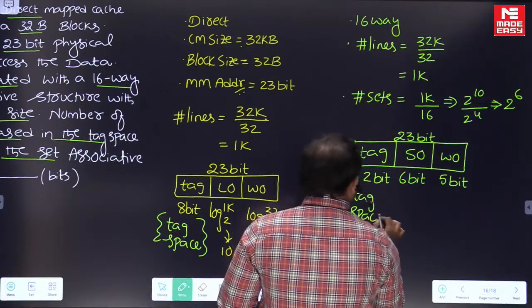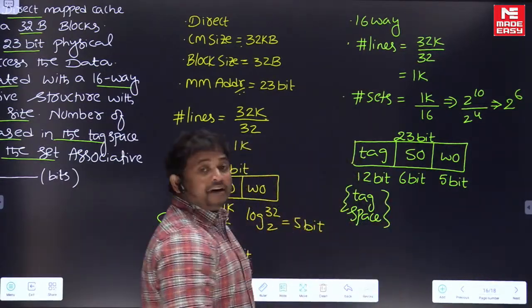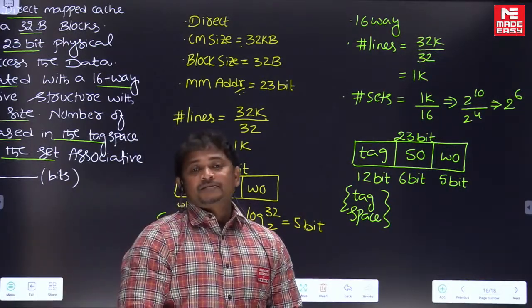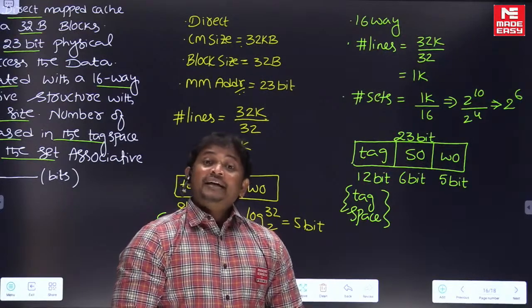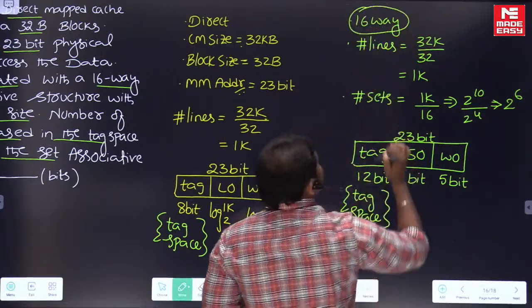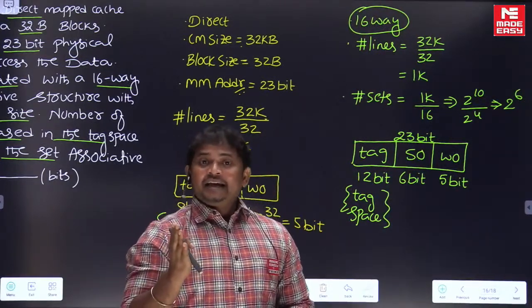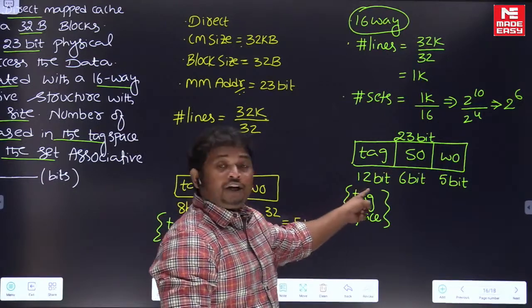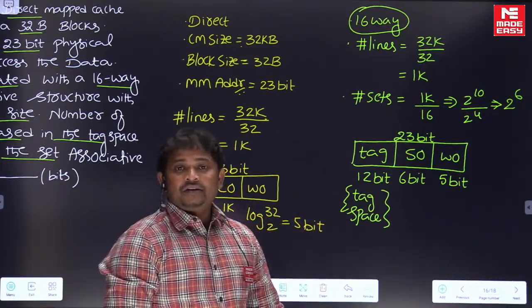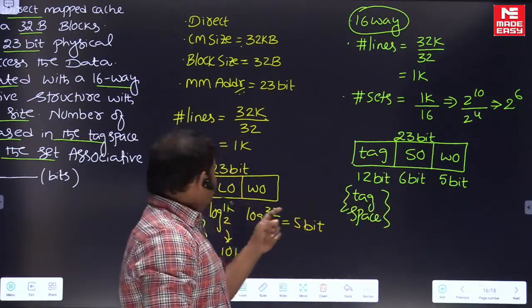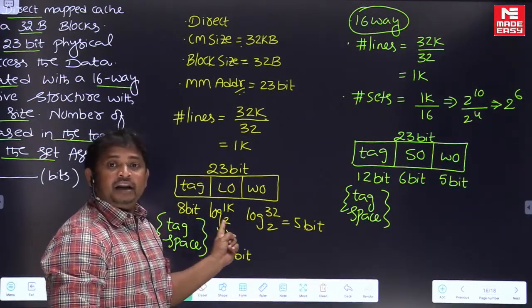Every line of a set contains 12-bit tag space. In every set 16 lines are there, since it is 16-way. In every line of a set there is a 12-bit tag space. Here it is 12-bit tag space in every line of a set, whereas here it is 8-bit tag space in every line.